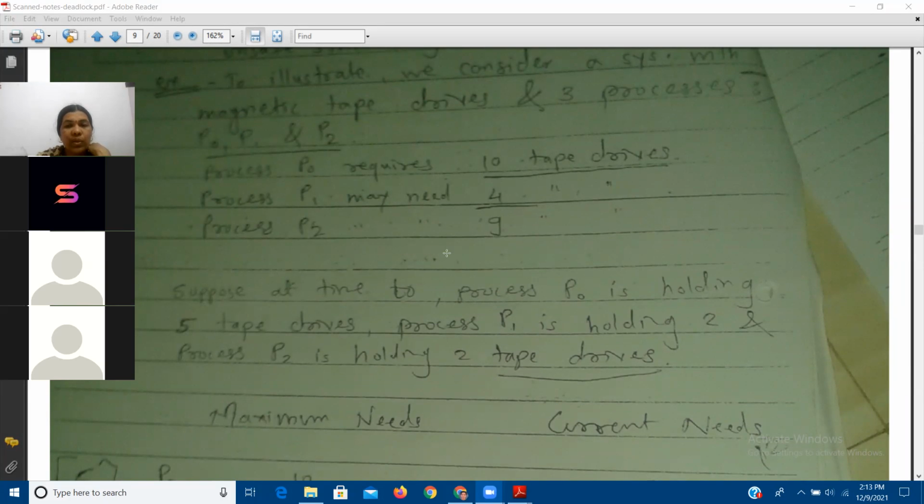According to this situation, you have to show the table. What is the maximum need of each process? What is the current need of the process? So note this example in your notebook.